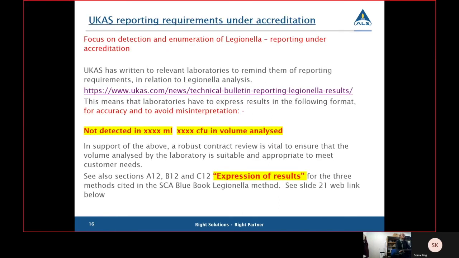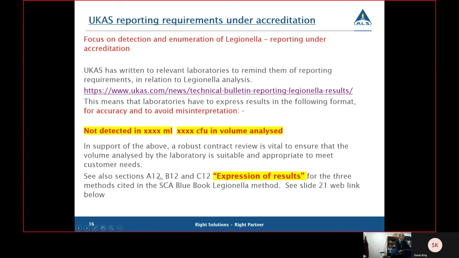Also, UKAS have a reporting requirement under accreditation. If you click this, I won't bother now, it gives you the UKAS document. But in other words, what it's basically saying is all Legionella and all bacteria results should be reported as not detected in so many mL or number of CFUs in the volume analysed. So in support of the above, a robust contract review is vital to ensure the volume analysed by the laboratory is suitable and appropriate to meet the customer needs.